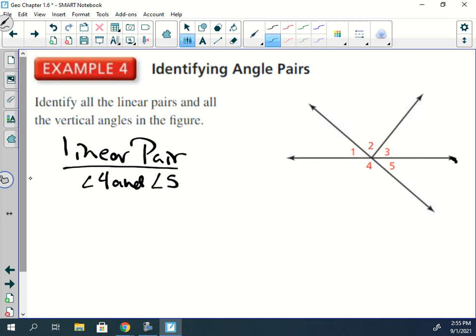Now there is another set here. 2 and 5. Well, 2 goes from here to here, 5 goes from here to here to make this straight line. 1 and 4 do.